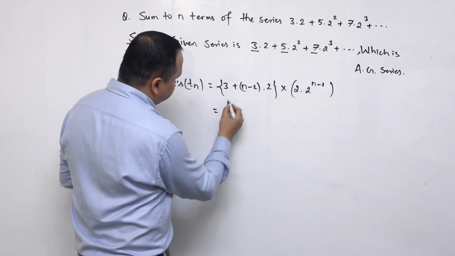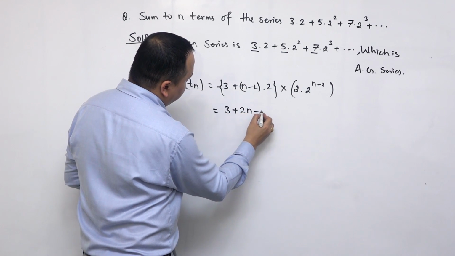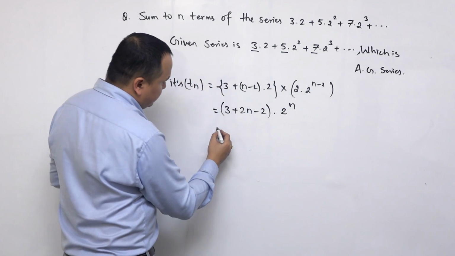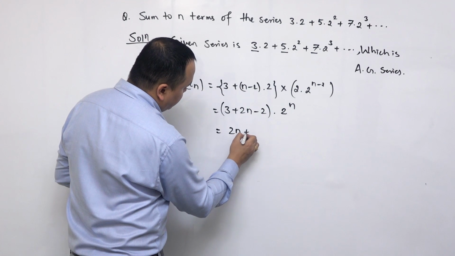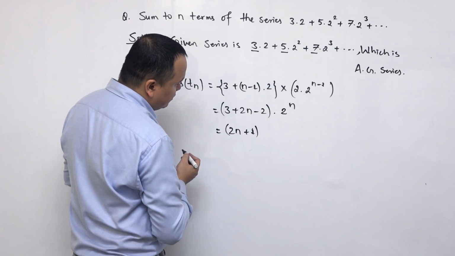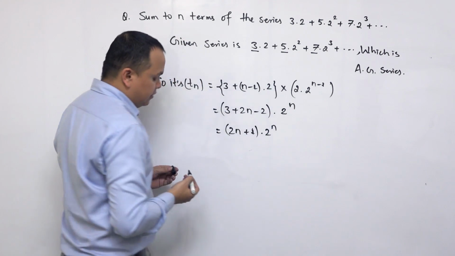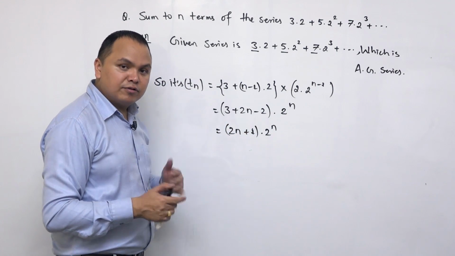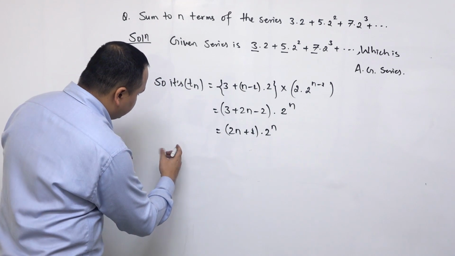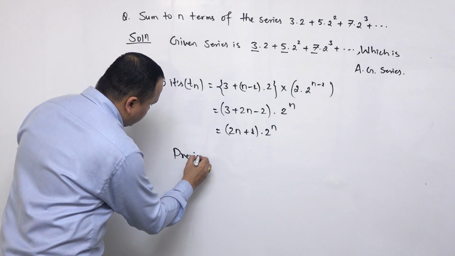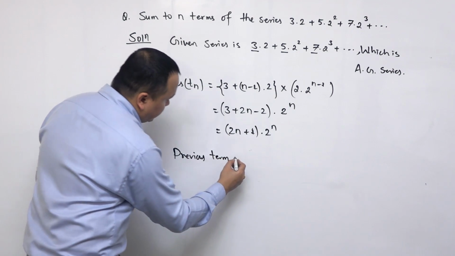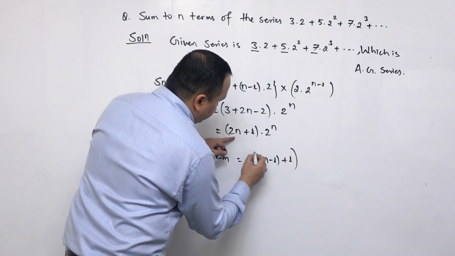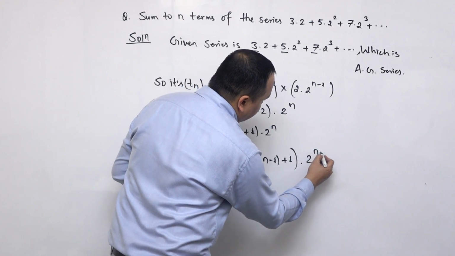So this is 3 plus 2n minus 2, into 2 to the power n. This is 2n plus 1, 2n plus 1 into 2 to the power n. If we replace n by n minus 1, then we get the previous term. The previous term is 2 times of n minus 1 plus 1 into 2 to the power n minus 1.